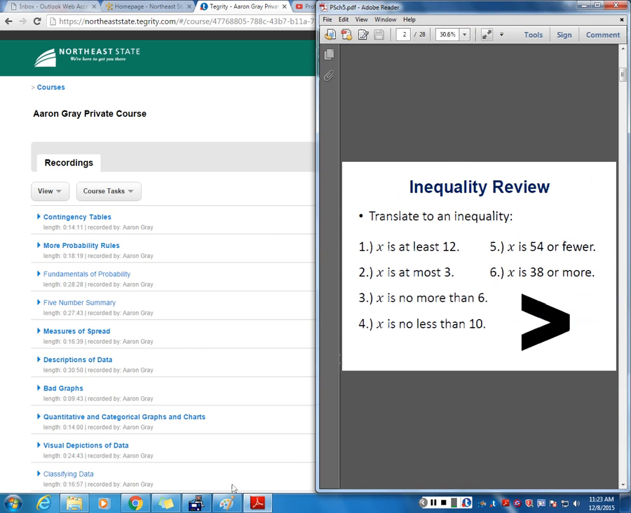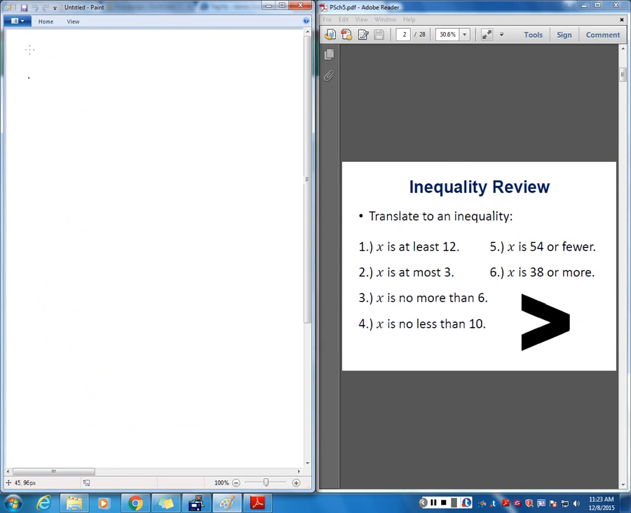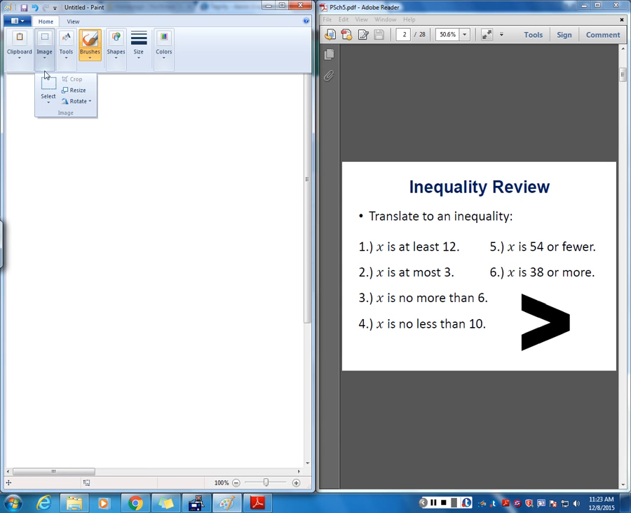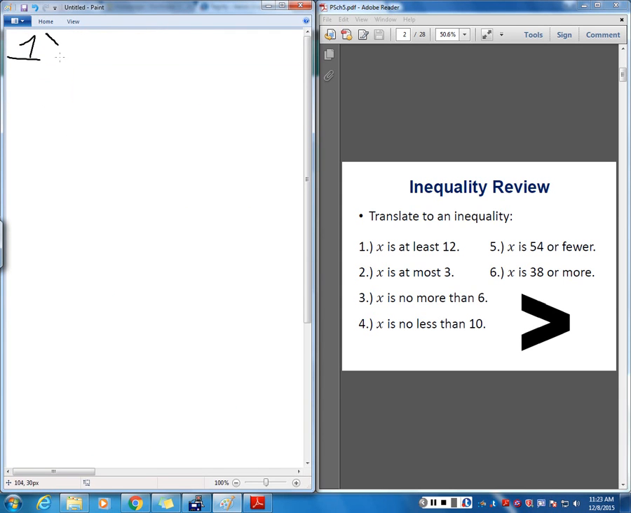So here in number 1, x is at least 12. If we were to notate that mathematically, we would denote it as x can be 12 and it can be anything bigger. So x is greater than or equal to 12.